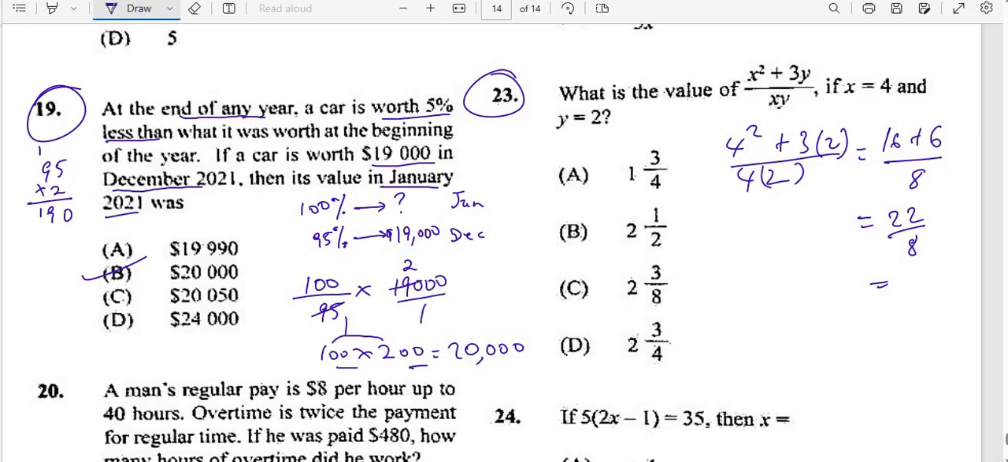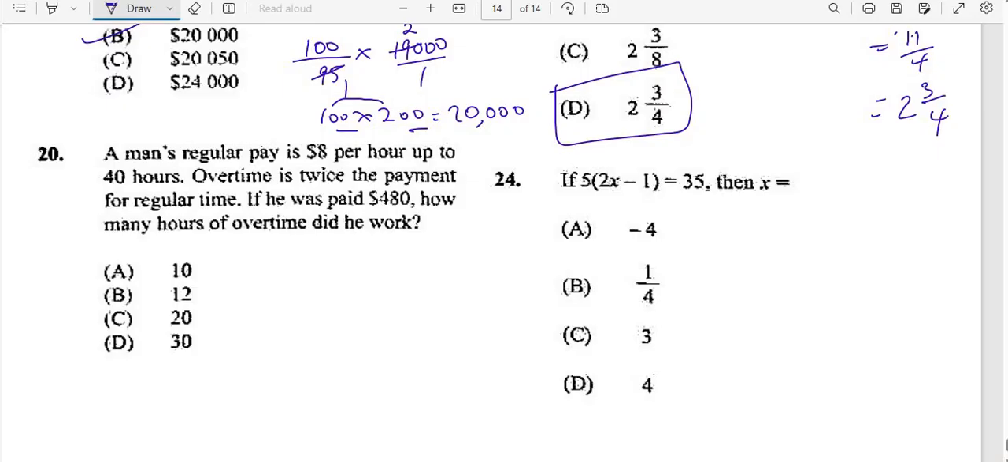Dividing both by 2, because that's the highest common factor between 22 and 8. Divide by 2, you're going to get 11. Divide by 2, you're going to get 4. Convert to a mixed number. 4 into 11, that's going to be 2. That's going to be a remainder of 3 here over 4. In other words, 4 times 2 is 8 plus 3 is 11. So this is our solution right there.